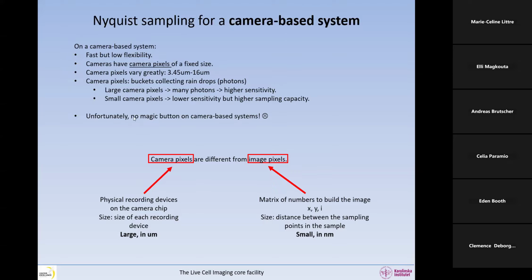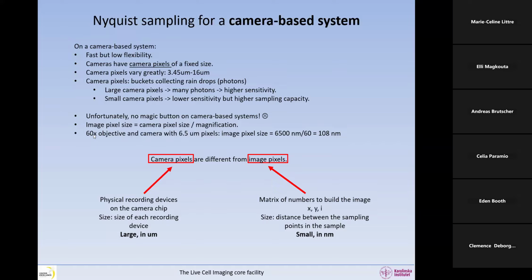Unfortunately, on a camera-based system, there's no magic button. But that's the way it is. So we have to calculate it ourselves, but it's quite easy, really. We have the image pixel size, which is the camera pixel size divided by the magnification. So in digitalization on a camera-based system, the magnification matters. That's the only time, for digital resolution on a camera-based system, that the magnification matters.